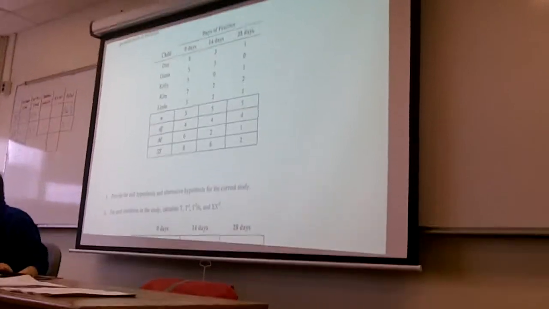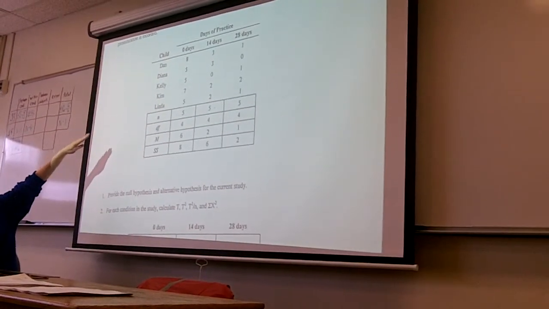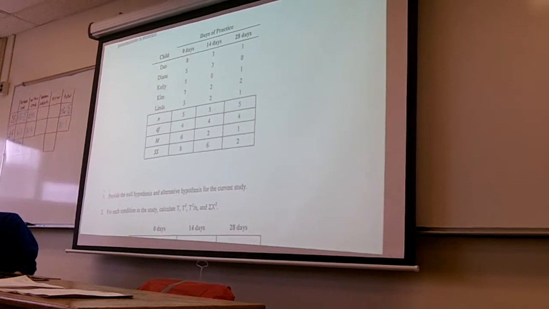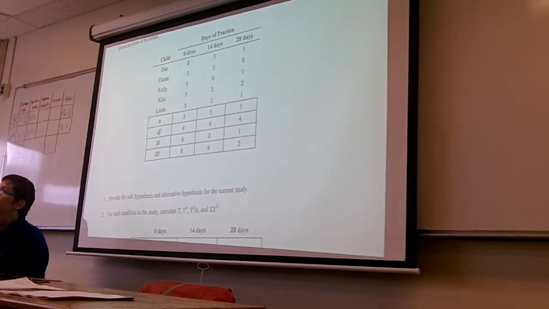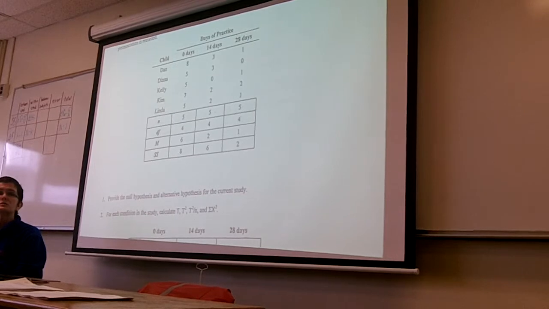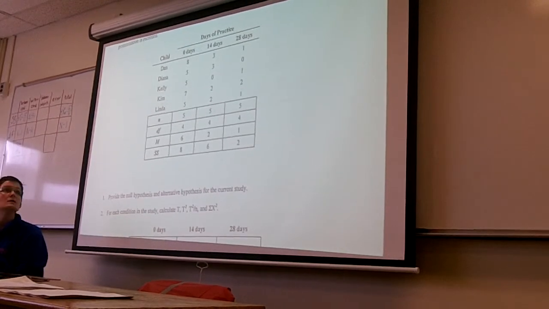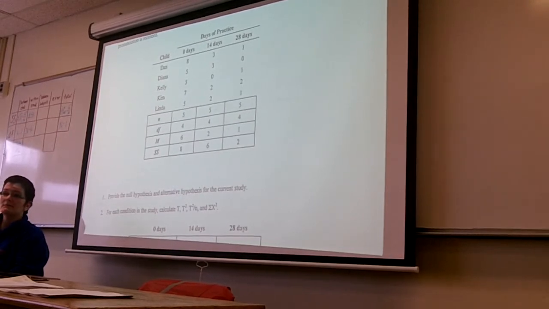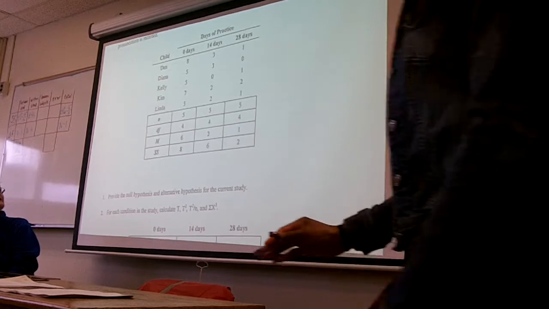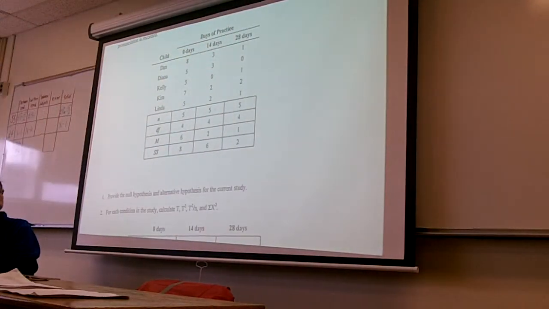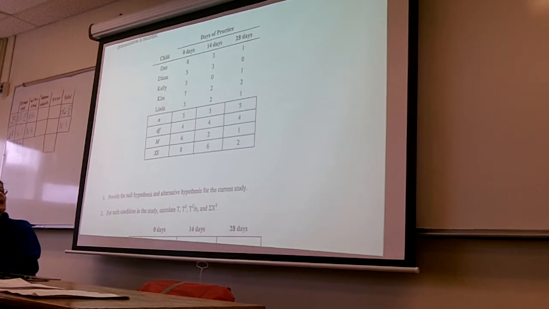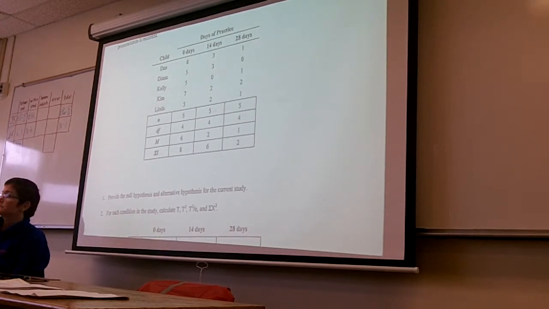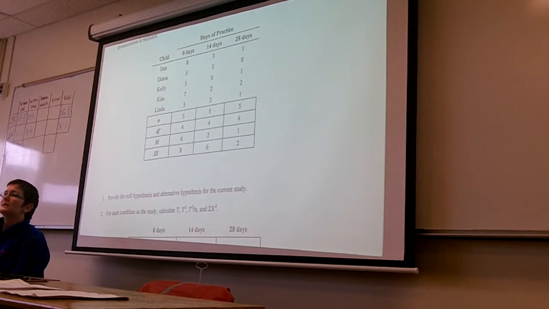So you can see the data up here on the board. We've got 5 children: Dan, Diana, Kelly, Kim, and Linda. And we've got 3 scores for each child. We've got the number of errors they make after 0 days of practice, so that's their baseline, right, when they started off. Then how many errors they made after 14 days, and how many errors they made after 28 days. So basically we're looking at a month-long program to try and improve children's ability to read out loud.